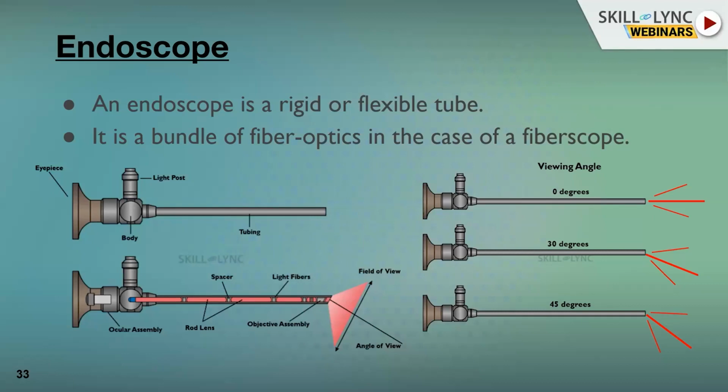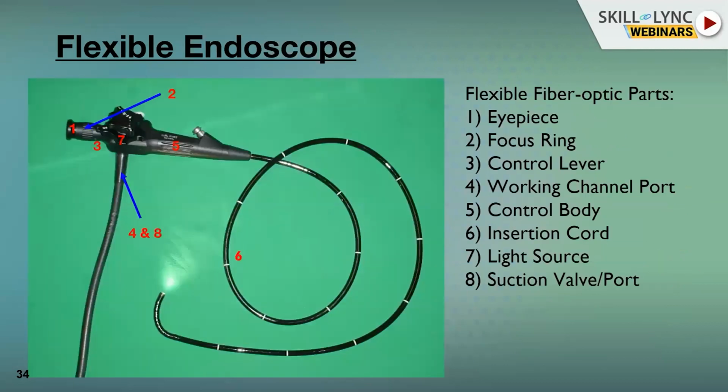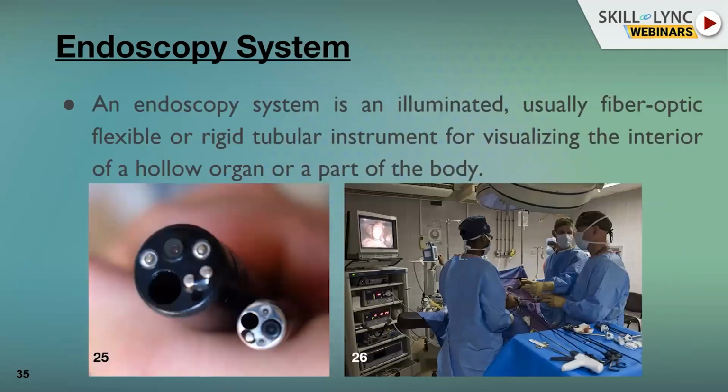Then in the down you can actually put the working instrument, whereas in the flexible endoscope you can actually put in the same tube. Okay, then let's talk about endoscopy system.